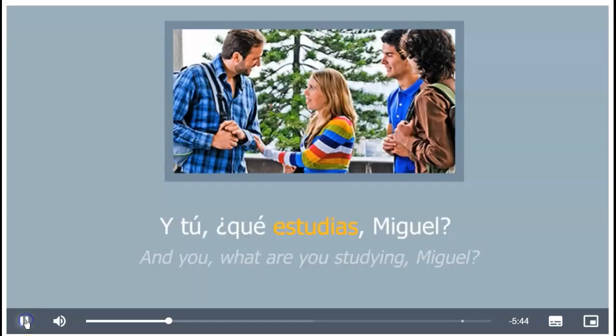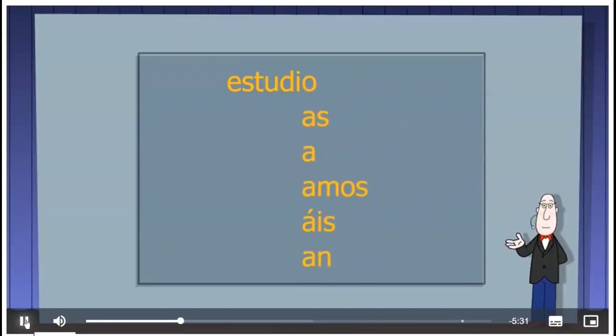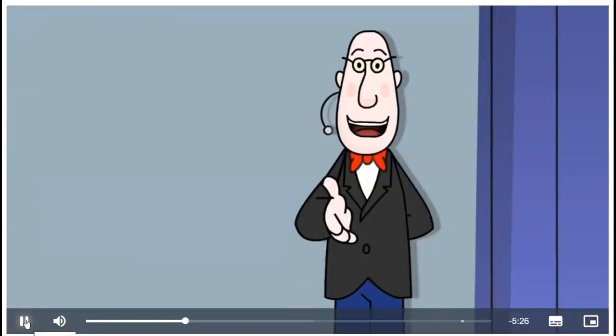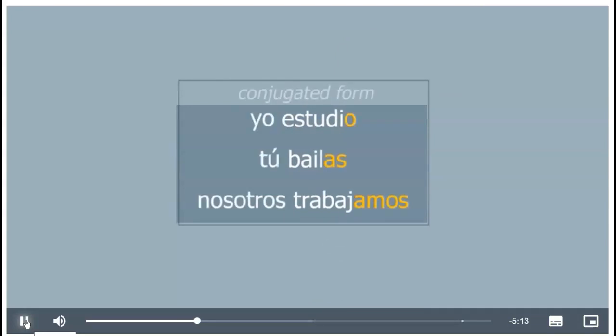To create the forms of most regular verbs in Spanish, drop the infinitive ending, in this case AR, to get the verb's stem. Then add the AR verb endings that go with the different subject pronouns. Take a look at these three examples from the verbs estudiar, to study, bailar, to dance, and trabajar, to work. Yo estudio, tú bailas, nosotros trabajamos.